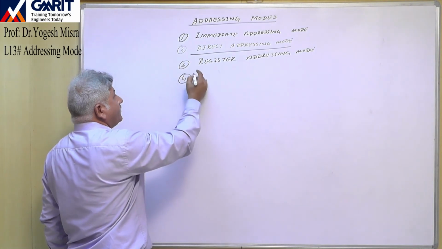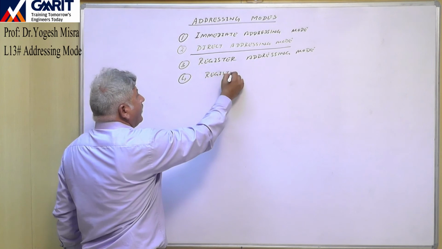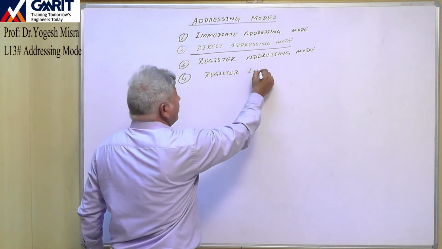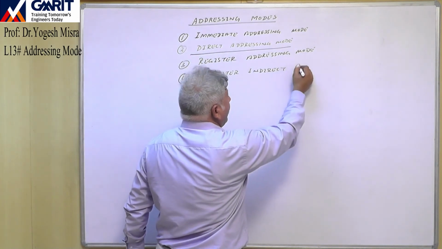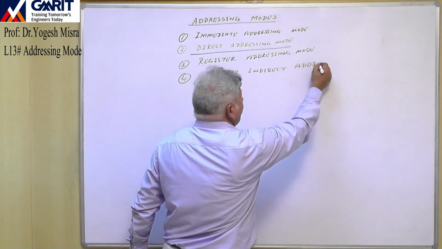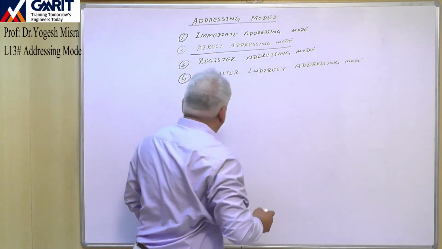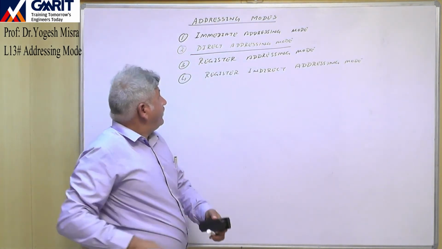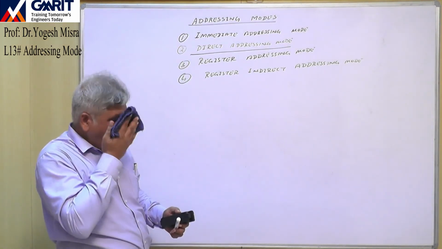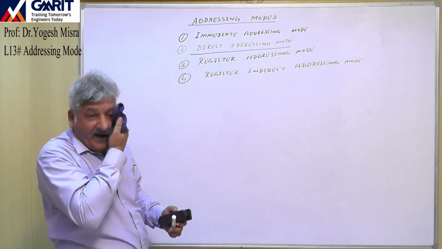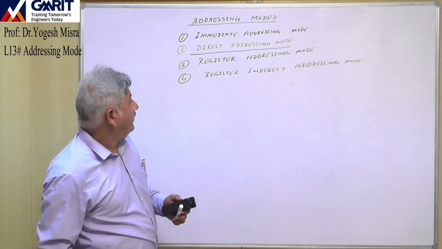The fourth is register indirect addressing mode. Now in case of register indirect addressing mode, we will use @Ri as a source.